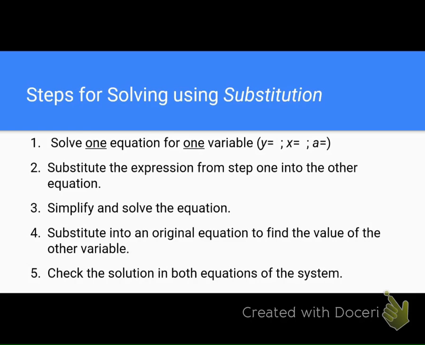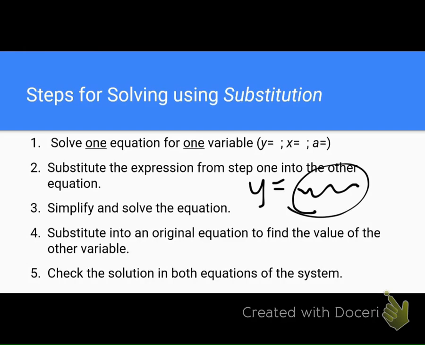The first step is to solve one equation for one variable. So that could look like y equals something or x equals something, or maybe you have different variables like a and b, so you might have a equals something as your step one. Next, you're going to substitute that expression into the other equation. So whatever you get next to y equals blah blah blah, this is what you're going to substitute into the other equation. Okay, then step 3 is you're going to simplify and solve the equation.